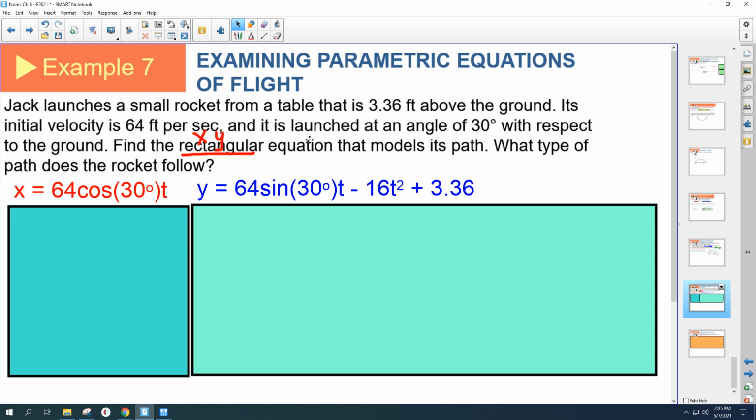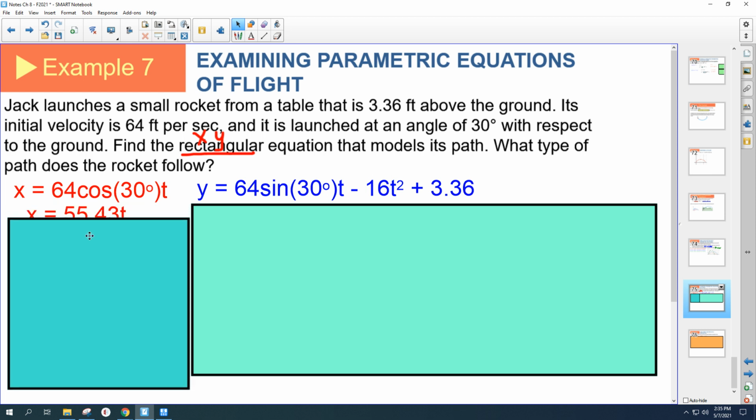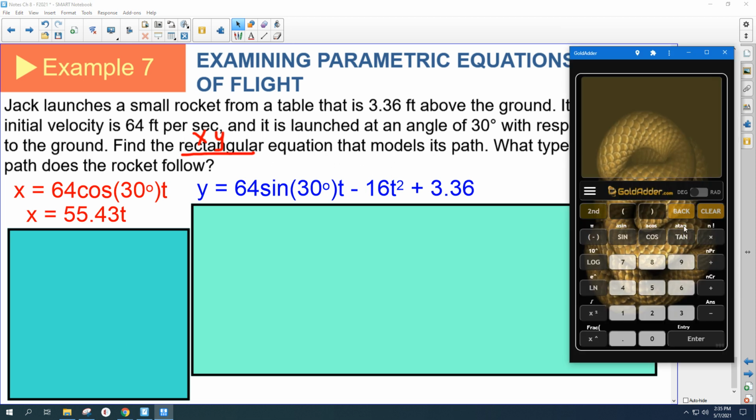So remember what we did. We took whichever one of these two equations looks easier and tried to isolate the variable t. So that's this one. I'm actually going to do 64 cosine 30. If you get a calculator and you're in degrees and you do 64 cosine 30, that's about 55.43. When I write it, I round it off, but when it's in my calculator, I leave as many decimals as possible. I don't like rounding off.